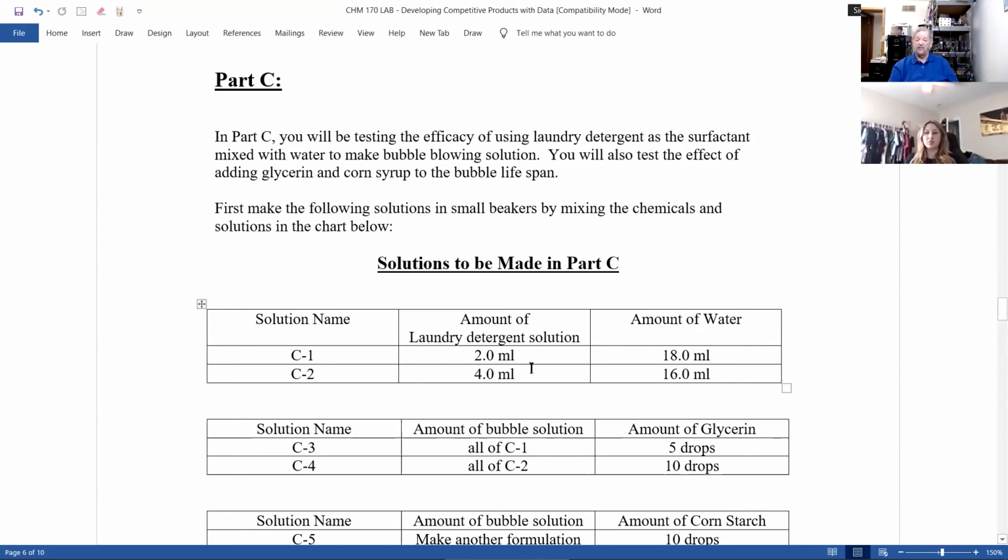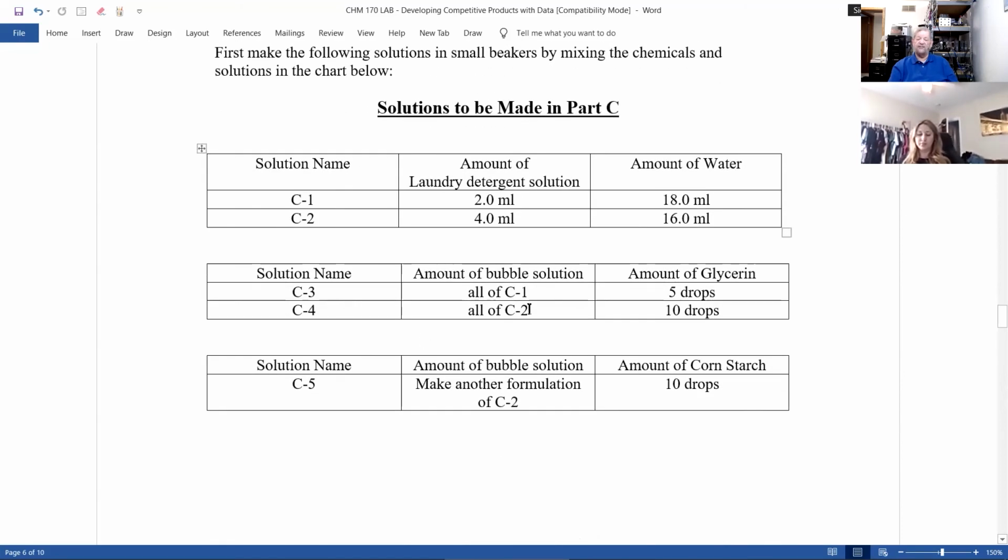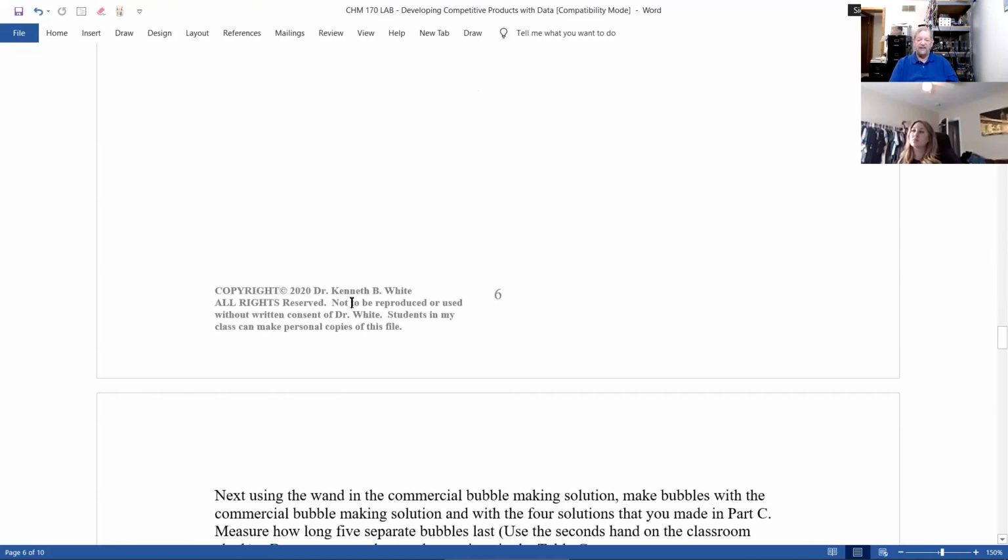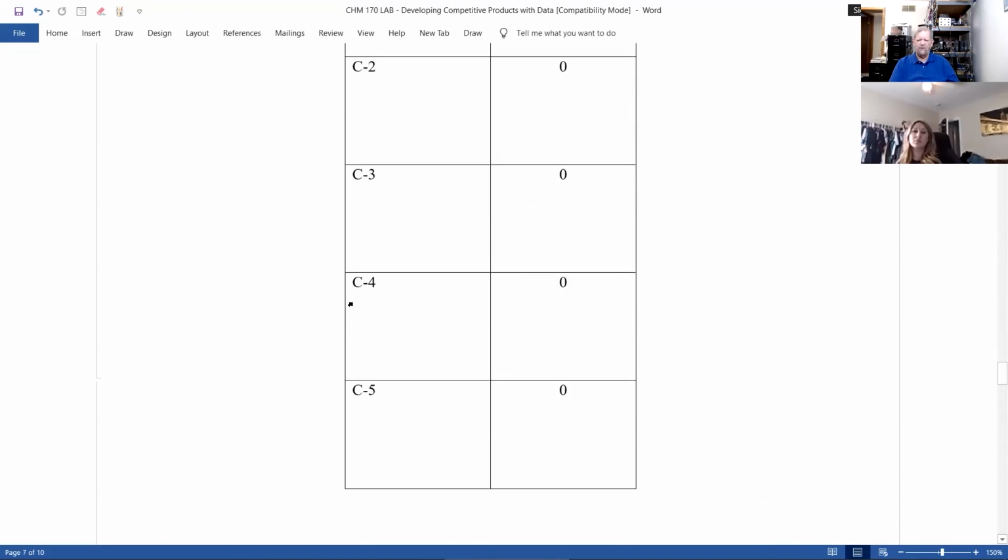C2, you've doubled the amount of surfactant, the laundry detergent. Then in C3, we take the C1, add 5 drops of glycerin. C4, you take C2 and add 10 drops of glycerin. Finally, C5, you take C2 and add 10 drops of the cornstarch slurry or solution. And here are the measure. Whoa! Now, I'll do this now and I'll come back to this in a little while.